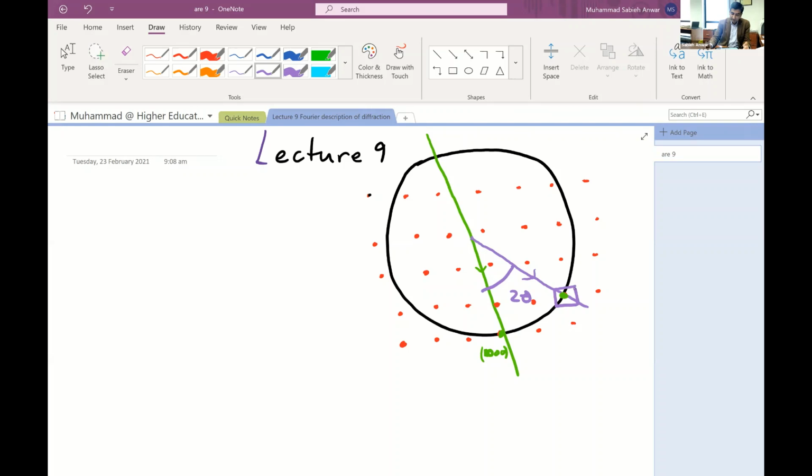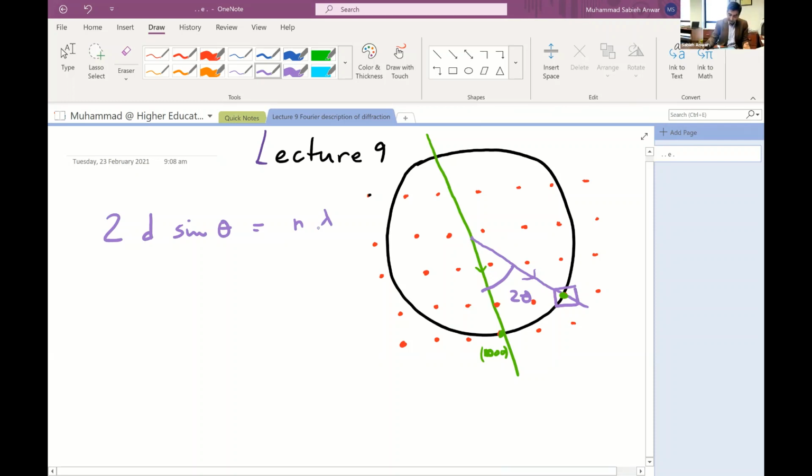Now, if you observe from the Ewald construction, only certain directions are allowed for the scattering of the X-rays. And this is a direct consequence of Bragg's law, 2d sine theta is n lambda, where n is the order of diffraction. So the radius of this Ewald sphere, if you recall, is 1 over lambda, and this particular vector is a reciprocal lattice vector.